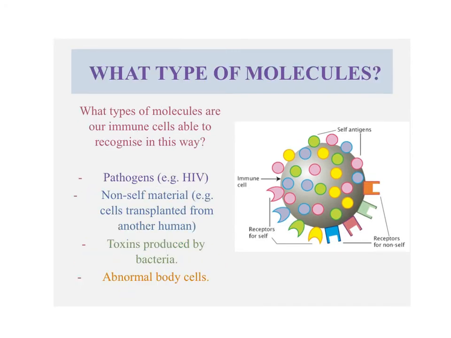Now, recognising between self and non-self is not just as simple as recognising pathogen cells or pathogens in the body. We can recognise those pathogens, but we can also use this self-non-self recognition to recognise different materials in the body, which isn't always helpful. So an example might be if you've got a transplant.